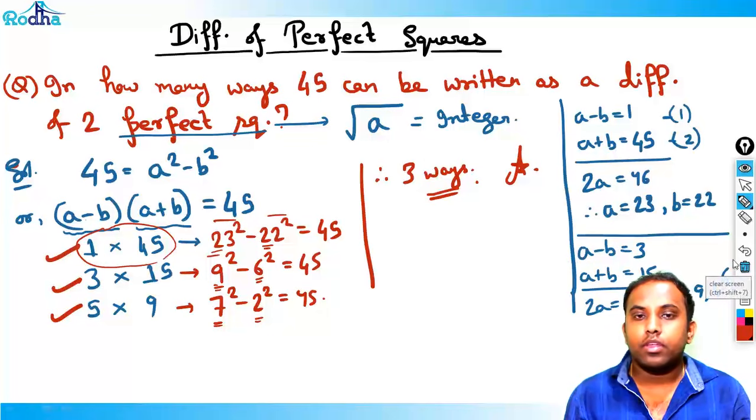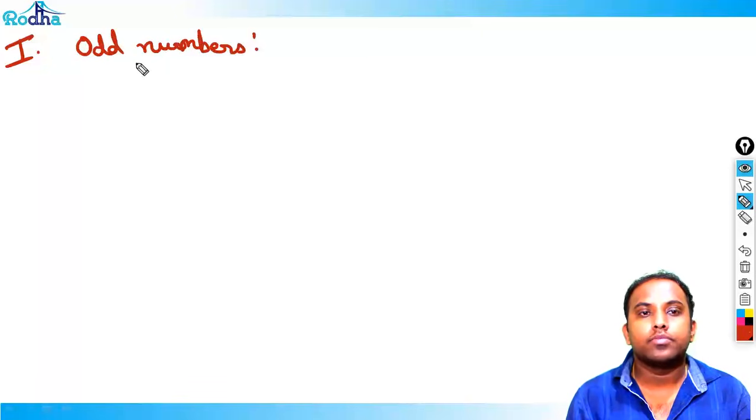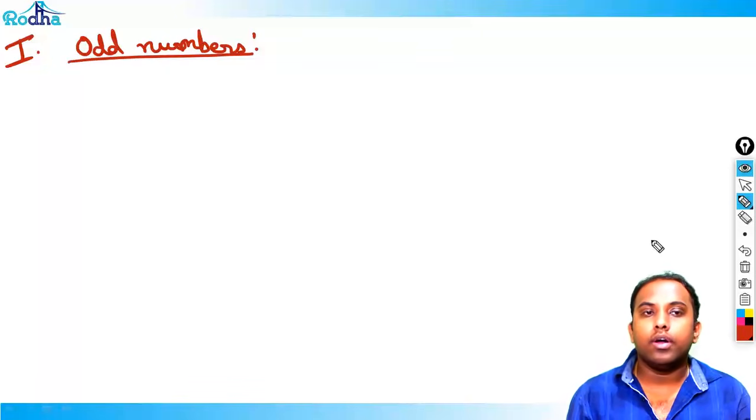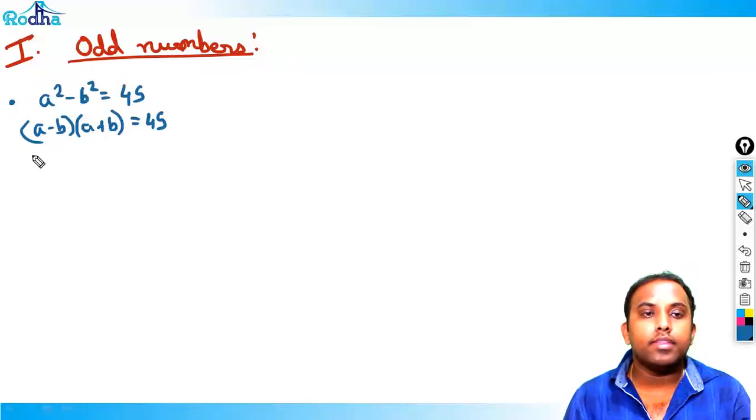First we'll be discussing, 45 is an odd number. So first we'll be discussing all the odd numbers. If I'm trying to discuss, that basically means in how many ways we can write a square minus b square is equal to 45. That means (a minus b) into (a plus b) is equal to 45. That basically means in how many ways I can write 45 as a product of two odd numbers.